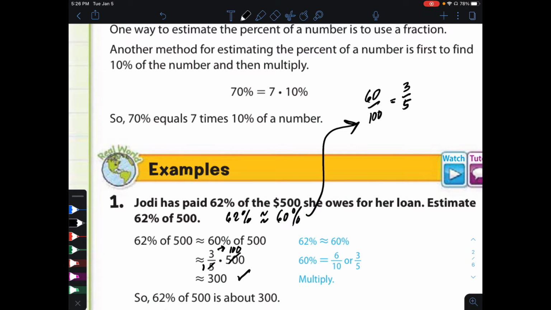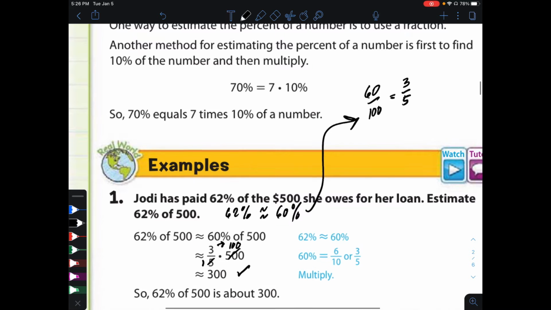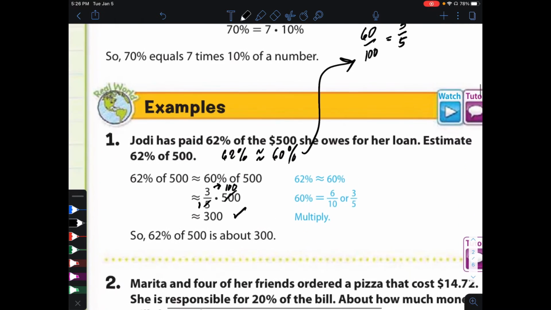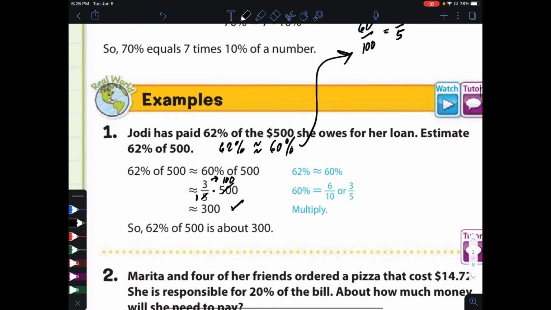So that is the answer to our question. Okay, 62% of 500 is about 300. Let's take a look at example number 2. Example number 2 talks about Marita and her 4 friends.